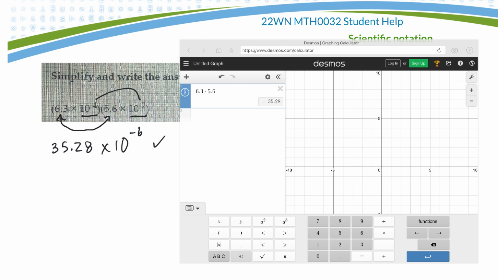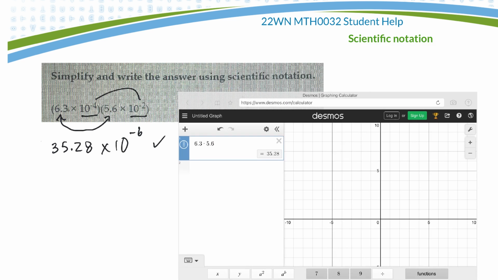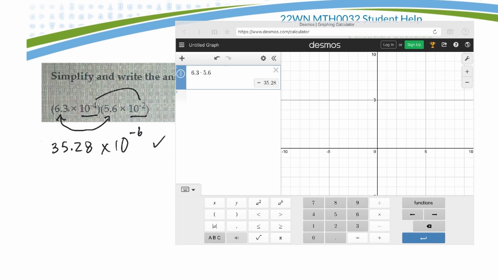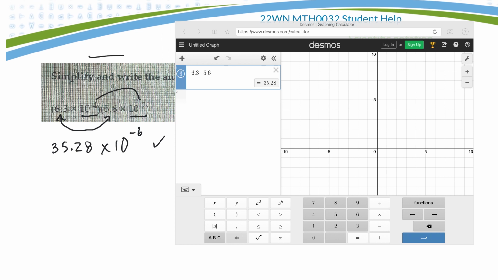However, they say in the question, write your answer in scientific notation. Scientific notation, by definition, I don't know if it's definition or not, but the first number has to be a number between 1 and 9, or including 9, and then times 10 to the something. And what we have here is 35. That number has to be between 1 and 9.